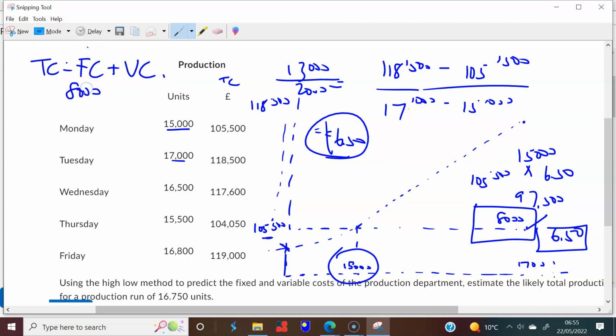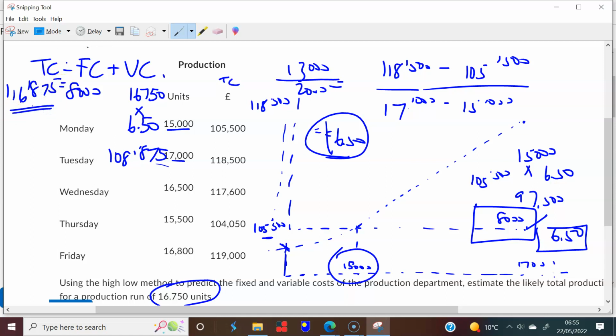I can find this information for anything because total cost is equal to fixed cost plus variable cost. If my fixed cost is 8,000, someone says to me, Wayne, what's happening with 16,750 units? Well, I know the variable cost is 16,750 units times £6.50. Yes, that is 108,875. That's the variable cost, isn't it? So I now add that to the 8,000 and I get a total cost of 116,875. So your total answer would be 116,875.